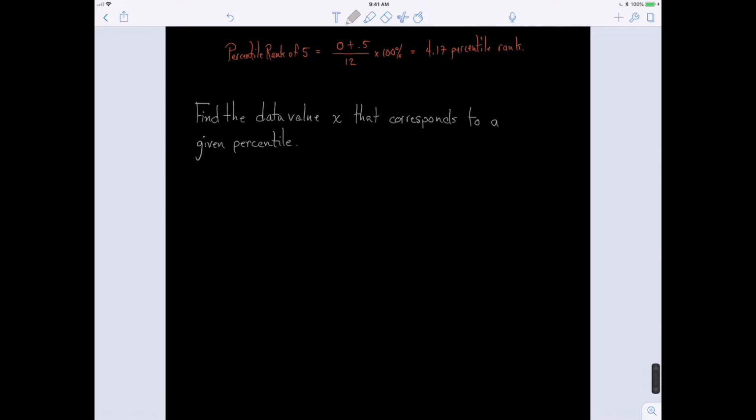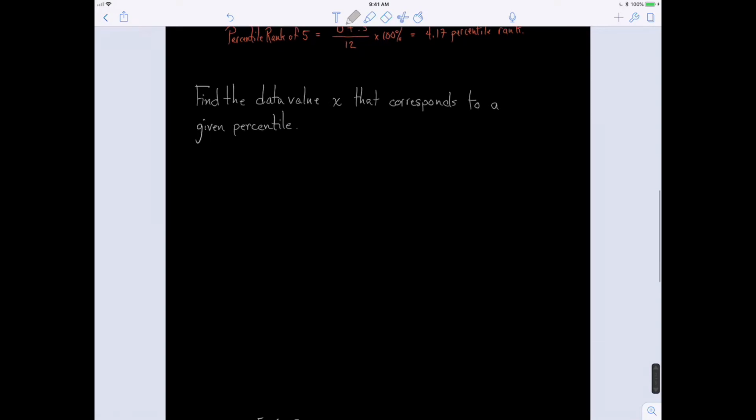And what we're going to do in this lesson is turn the problem around. In the first lesson, we found what is the percentile rank of a value. Well, what if you want to change that and find out what value corresponds to a certain percentile?